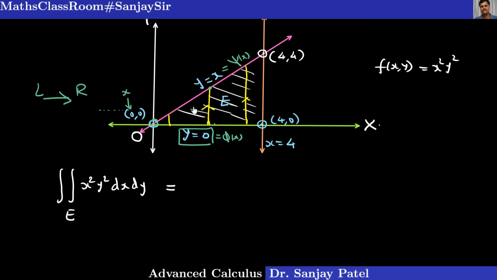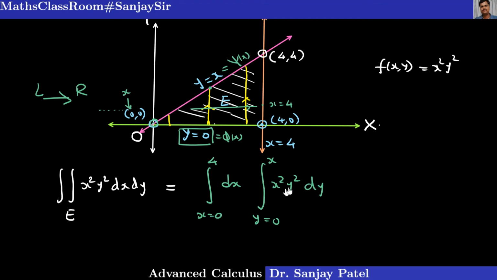And when you exit the region, if you go on walking like this, when you leave the region, you are on this vertical strip, on the line x is equal to 4. So the value of x anywhere you take here is equal to 4. So we have to find the lower limit and upper limit like this. So it will be x is equal to 0 to 4 dx, and y is equal to phi of x to psi of x, so y is equal to 0 to y is equal to x, of x square y square, the given function, into dy.